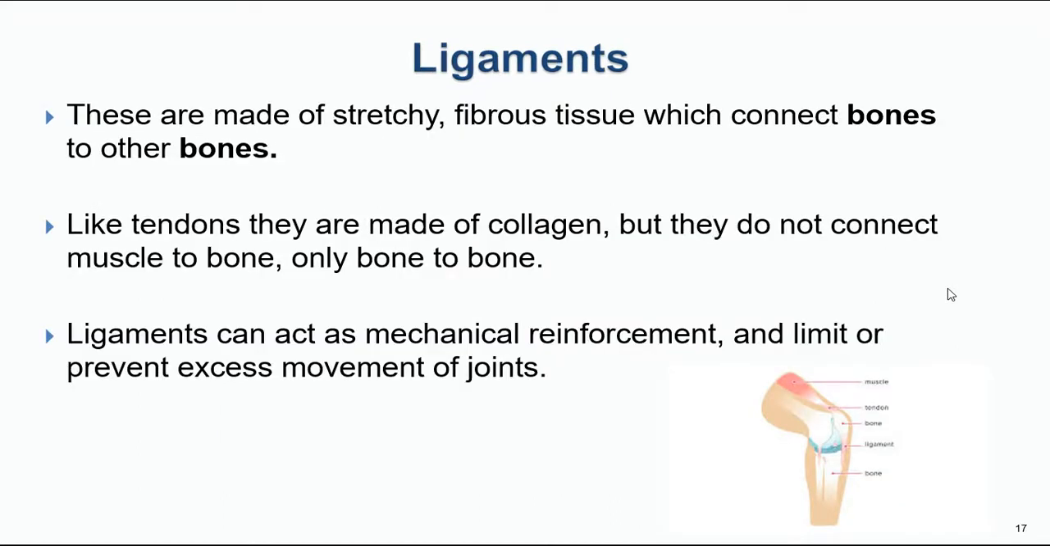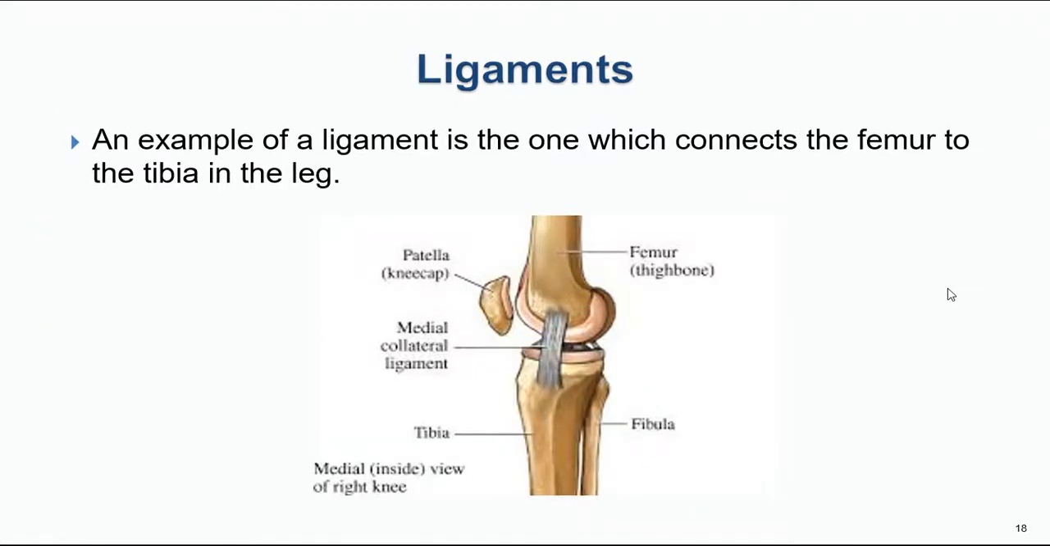Moving on to ligaments, again, they're quite similar to tendons. They're made of a fibrous tissue and of the protein collagen. But unlike tendons, they do not connect muscle to bone, but instead they connect bones to other bones. Their main job is to prevent excess movement, to protect the bones and the muscles from any damage due to excess movement, force, or pressure. Here's an example of a ligament which connects the femur to the tibia within the leg.